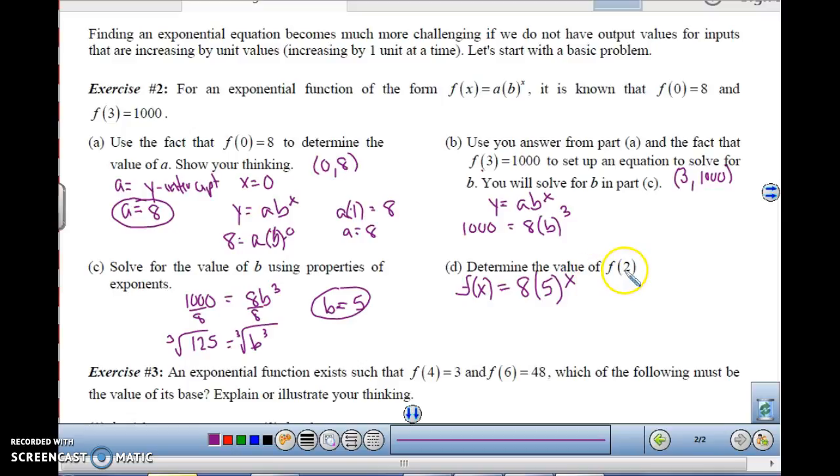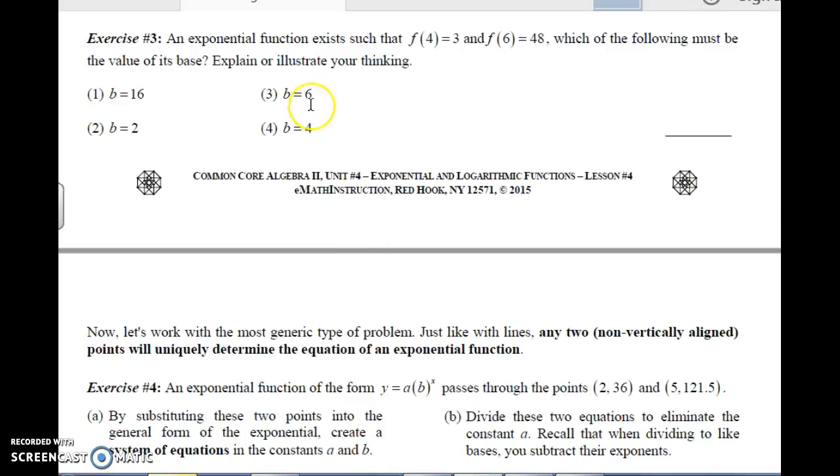So if I want to determine f of 2 now, we know x is 2, so it would be 8 times 5 squared. All right, so this would be 8 times 25, which is equal to 200. So f of 2 is equal to 200. So by knowing the starting value and another point, we could write the equation and figure out any value that we needed.